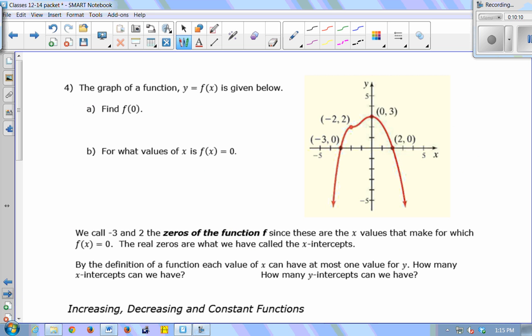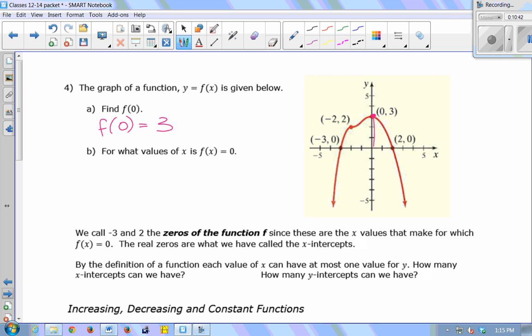So if we go back to our picture, 0 is in parentheses, that means it's an x value. So f of 0 is asking for the y value that corresponds to x equals 0. So what is the y value of my graph that corresponds to an x value of 0? 3. Good. So we find the x value of 0, we go up to the graph, and we say, oh, that y value is 3. So f of 0 is 3.